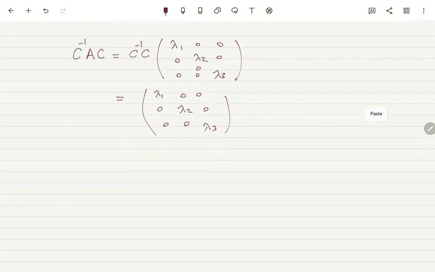As an example for this diagonalization process, if we go back to the previous example, where we found that lambda 1, lambda 2, lambda 3 are equal to 1, 2, 3, the diagonal matrix will be 1, 2, 3 on the diagonal, and we just put the rest of the matrix equal to 0. So this is the diagonalization for the previous example.